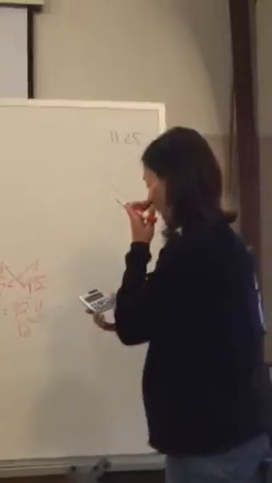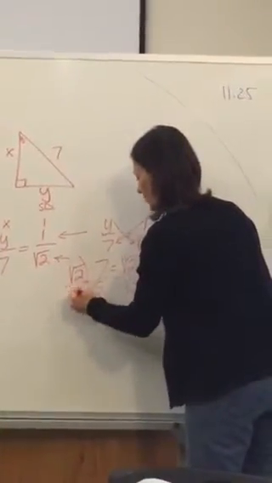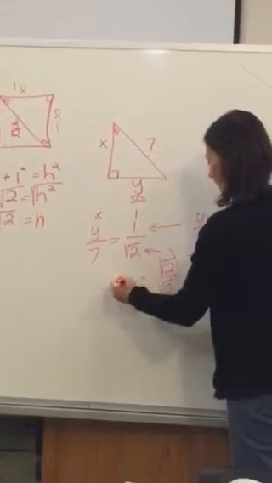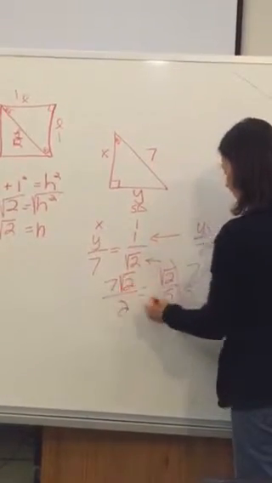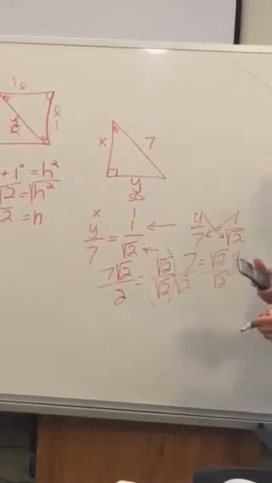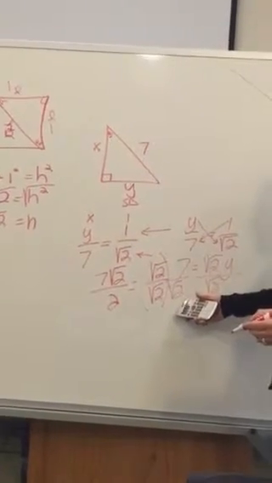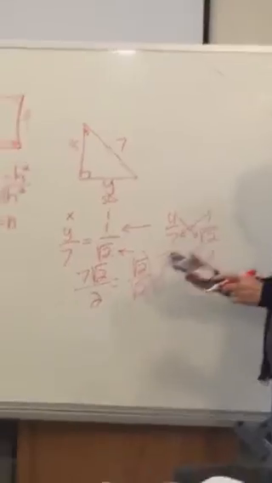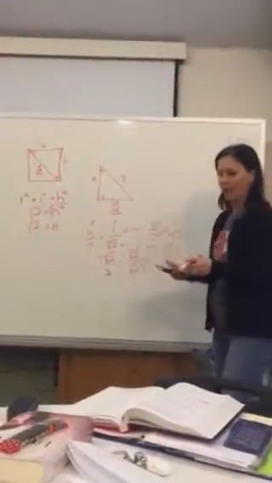It's 7 times, because I would multiply by the square root of 2 over the square root of 2 to rationalize it. Square root of 2 times the square root of 2 is just 2. And that would be 7 square root of 2 over 2. What's wrong with 7 over the square root of 2? We don't like radicals in the denominator. We like to rationalize our fractions.